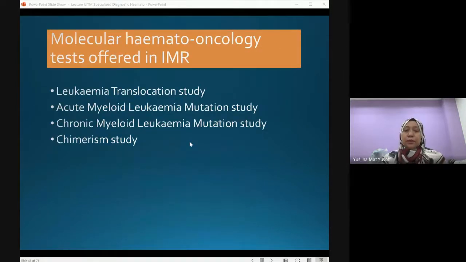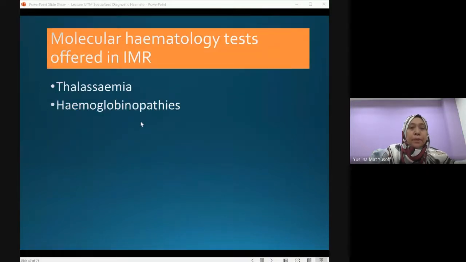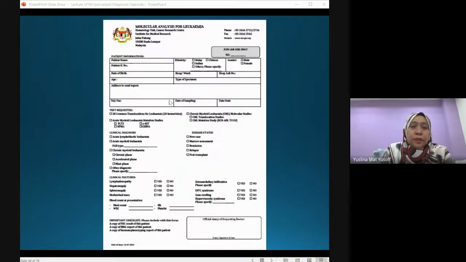So now we move to the molecular hemato-oncology tests offered in our lab. In our lab, we have the leukemia translocation study, the AML and CML mutation study, and also chimerism analysis. For non-hemato-onco, we also have thalassemia and hemoglobinopathies, which I will touch on briefly after this. This is our request form if you want to send a sample to our lab, or maybe one of you will join us later after you graduate.